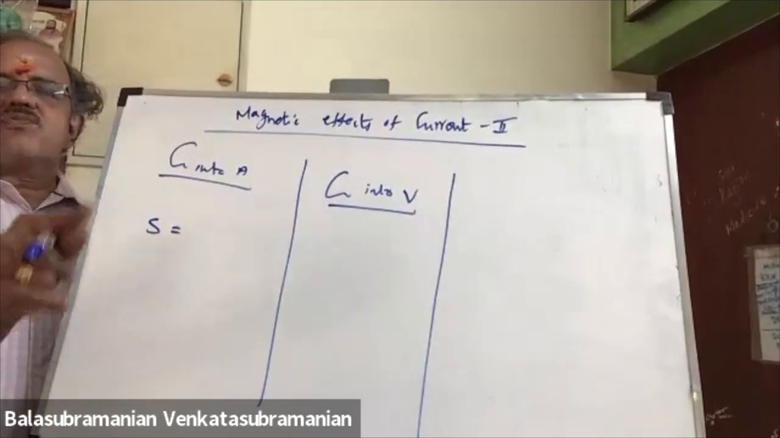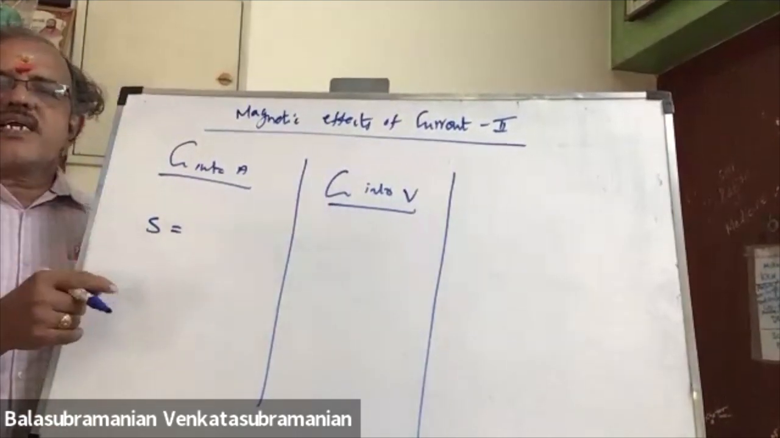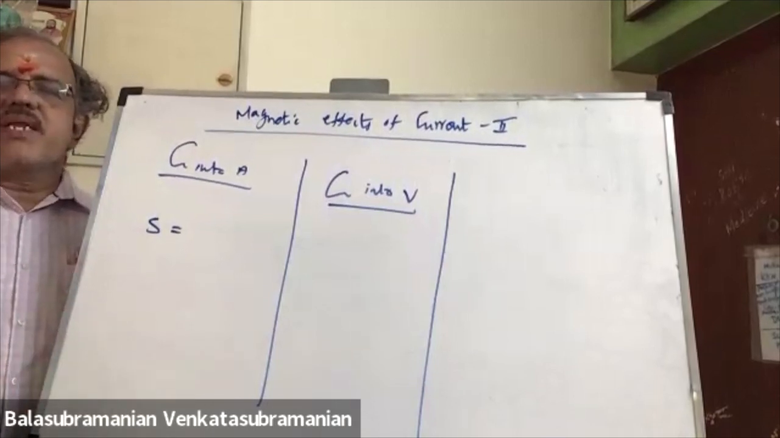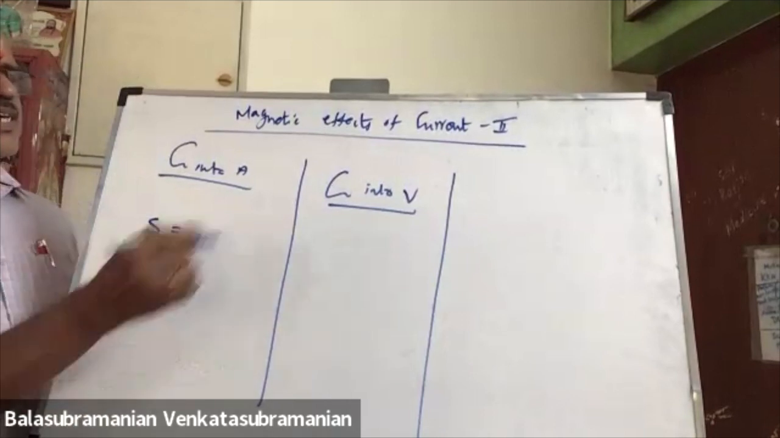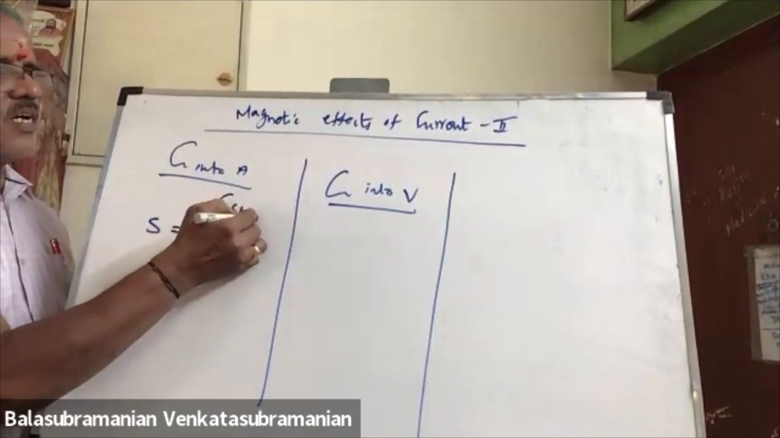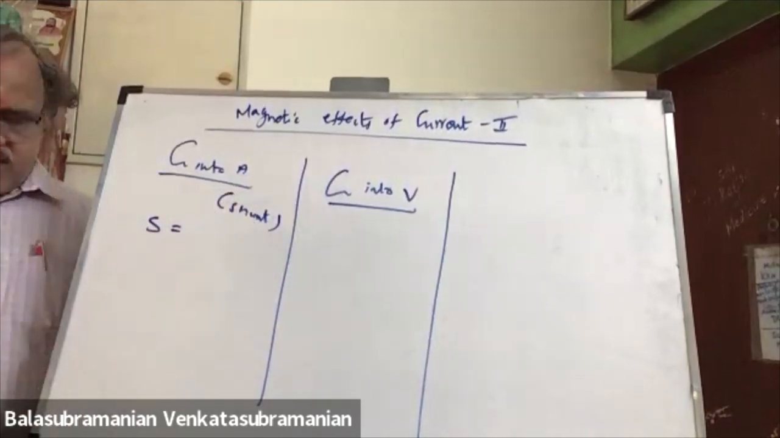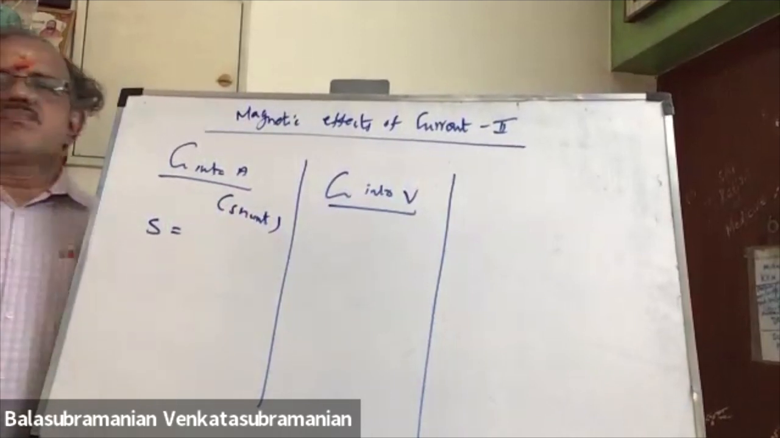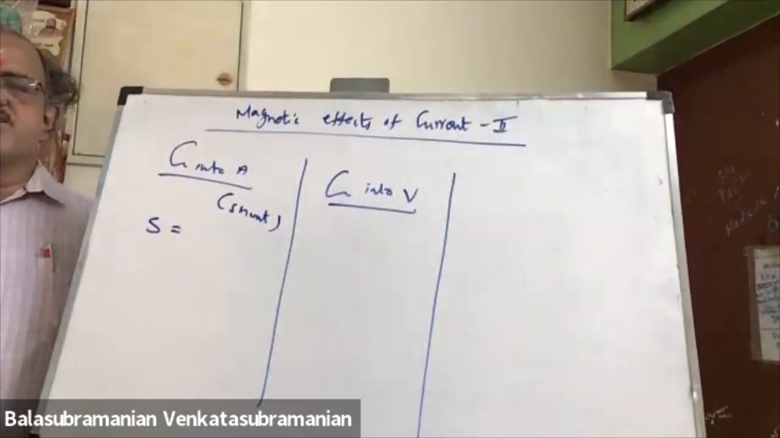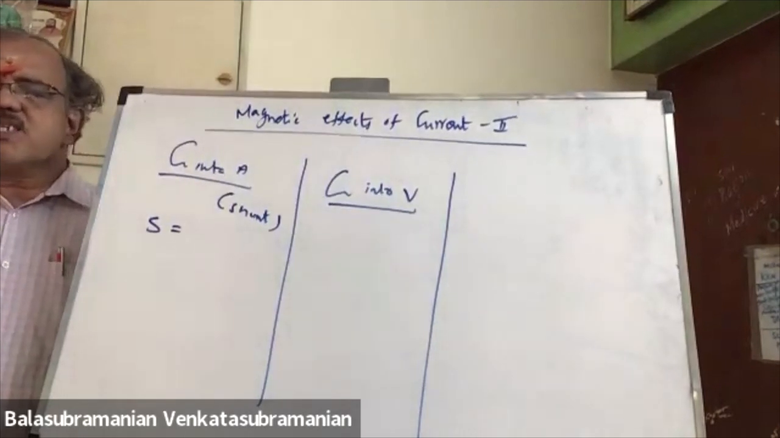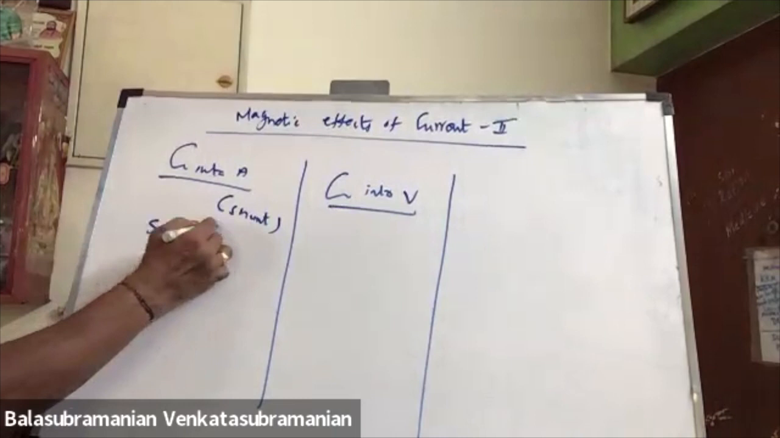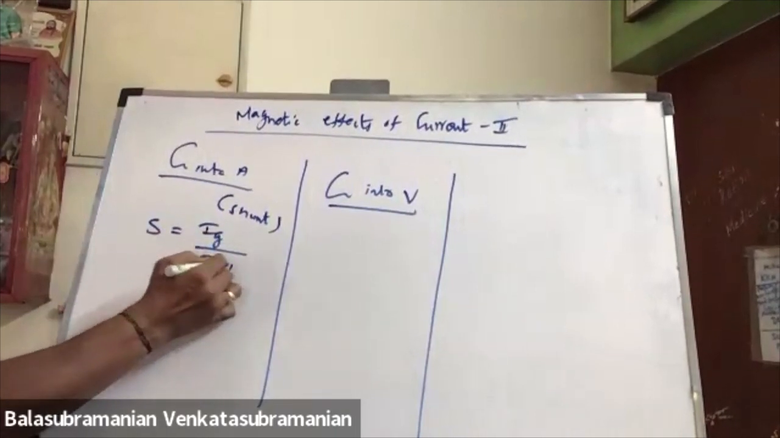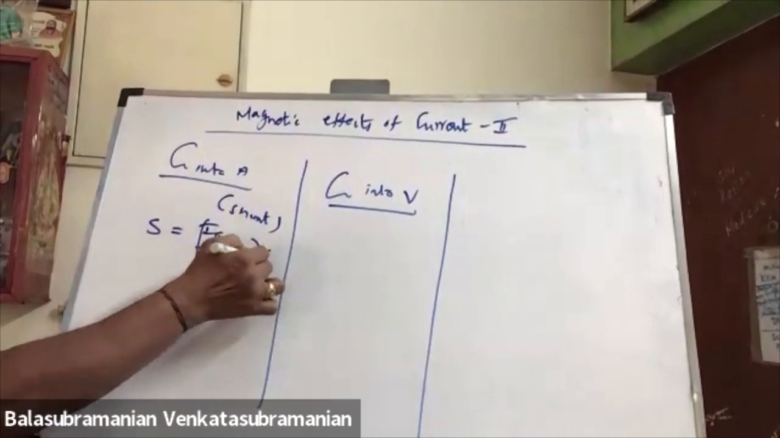So when current comes through, since you are connecting a low resistance with the galvanometer, most of the current will go to the shunt. That is called shunt connection. Connecting in parallel is known as shunt connection. S is equal to Ig by I minus Ig into G.